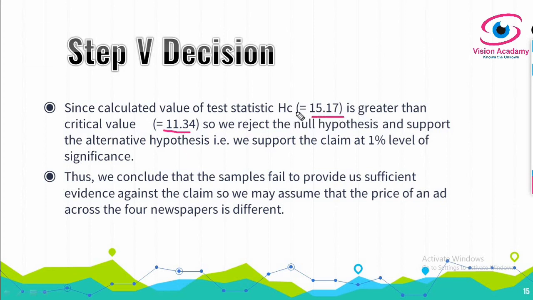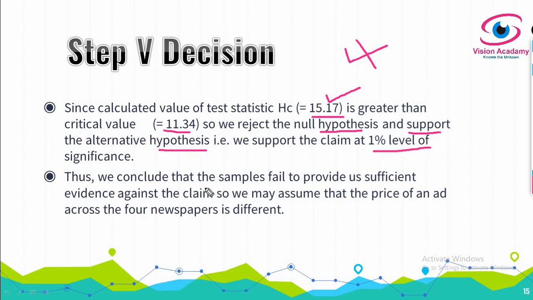Since the adjusted Kruskal Wallis test statistic is greater than the critical value of 11.34, whereas the tested value is 15.17, we reject the null hypothesis. In my introductory video, I told you that the tested value must be lesser than the critical value; only then will we accept the null hypothesis. Otherwise, we reject the null hypothesis and support the alternative hypothesis. We reject the null hypothesis and support the alternative hypothesis at the 1% level of significance.